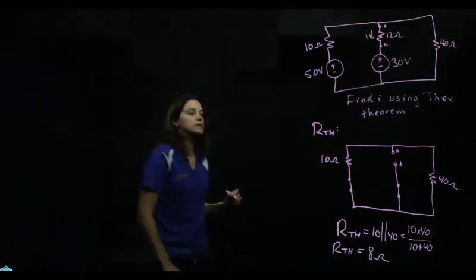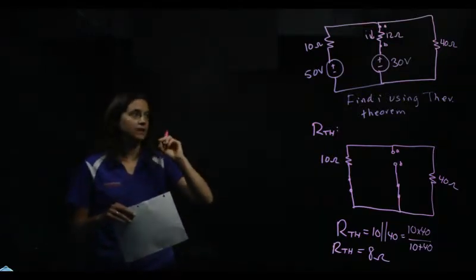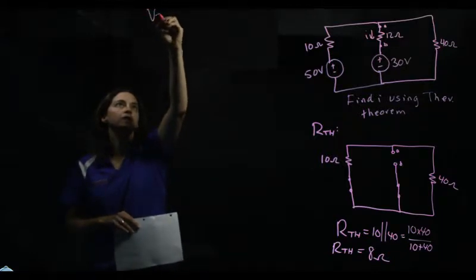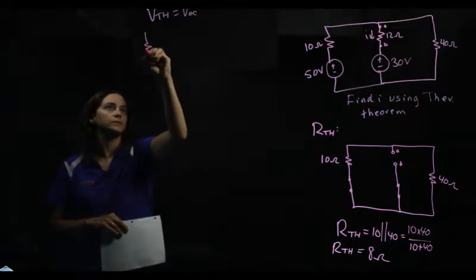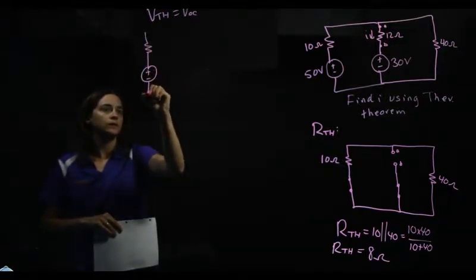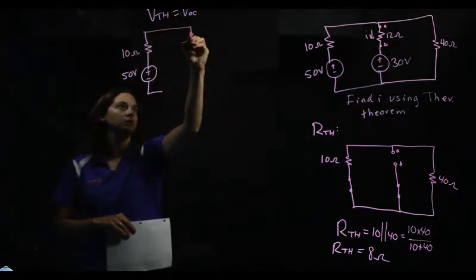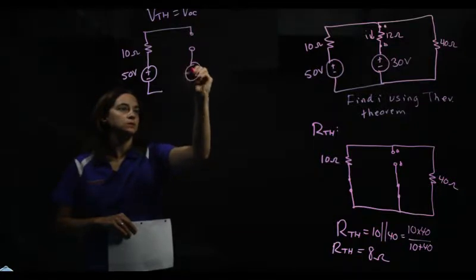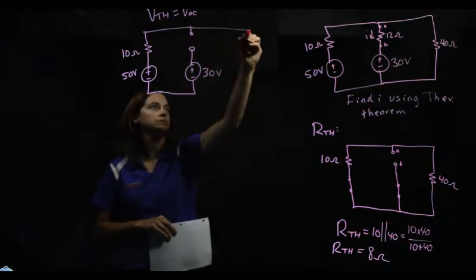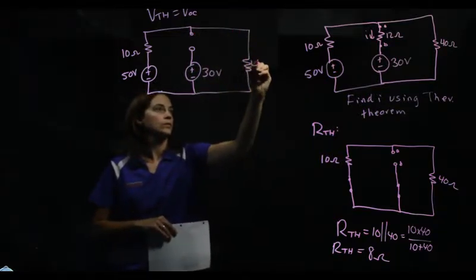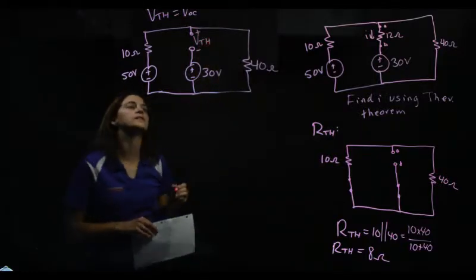Now we need to find our V Thevenin, or our V open circuit. So we want to open that location and find the voltage there. This is to find V Thevenin, or V open circuit. It means the same thing. So now our sources are back: 50 volts, 10 ohms. That's where we want to find our voltage. 30 volts, 40 ohms, and we're looking for V open circuit, or V Thevenin, right here.